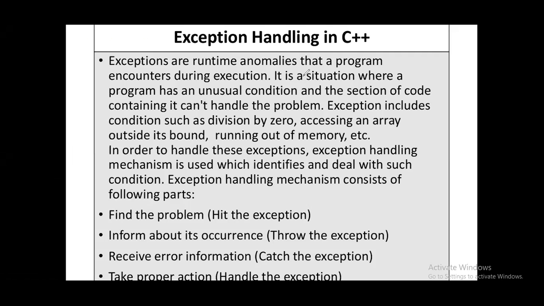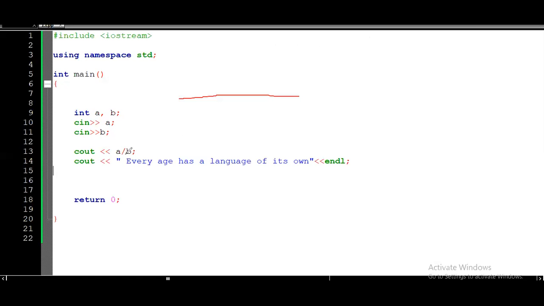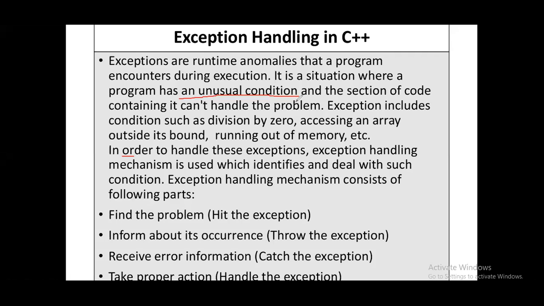A situation where the program has an unusual condition. The user is not supposed to divide by 0, but still he did, and the section of the code containing it can't handle the problem. So we were in this section, and as soon as we gave 0, it automatically crashed. It could not handle that part of the program.